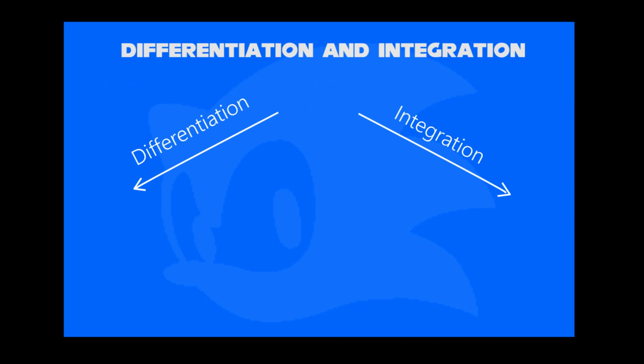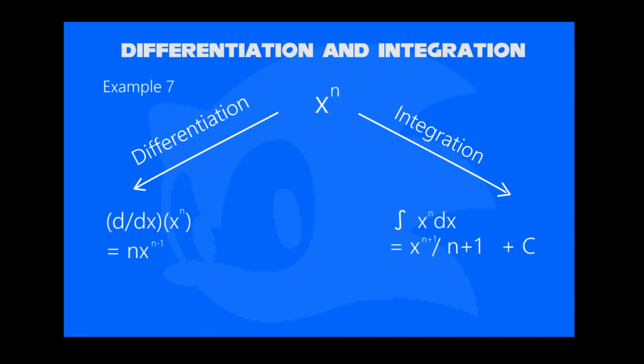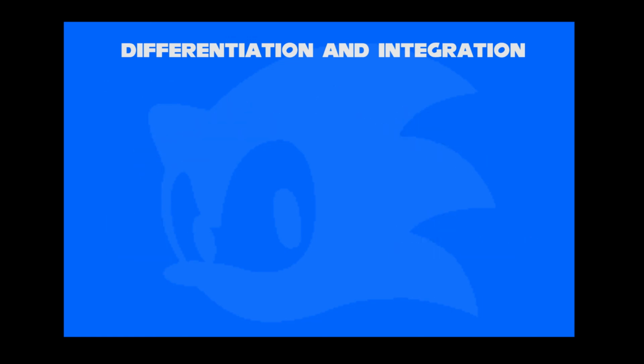But basically, x to the n exponent. d by dx of x to the n exponent is n times x to the n minus 1 exponent. When you integrate it, you get x to the n plus 1 exponent, divided by n plus 1, plus c.